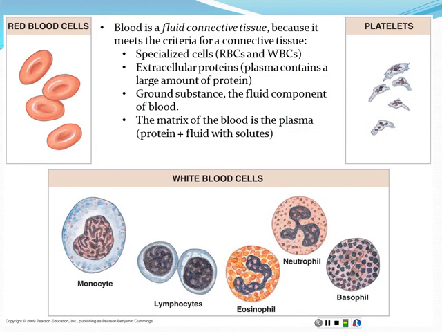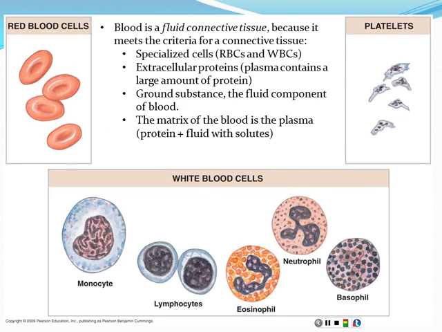Well, the reason is it fits all of the requirements or standards of a connective tissue. In other words, remember, a connective tissue is mostly non-cellular. Blood is mostly non-cellular. The blood cells only make up about 35 to 45% of the total blood volume. The rest is non-cellular components, which is what we call the plasma. So we have specialized cells in the blood. We have extracellular proteins, which we find in all connective tissues. This is the non-cellular component of blood, has lots of protein dissolved in it. The ground substance is the fluid itself that makes up the blood.